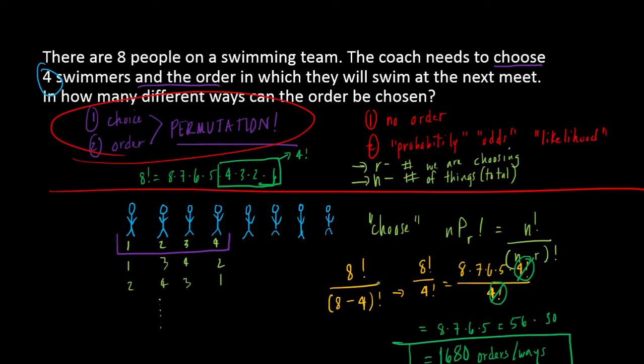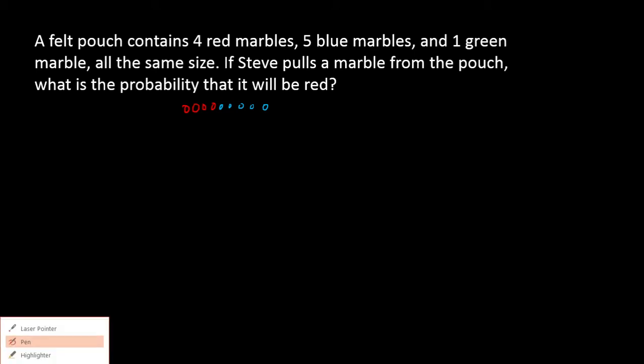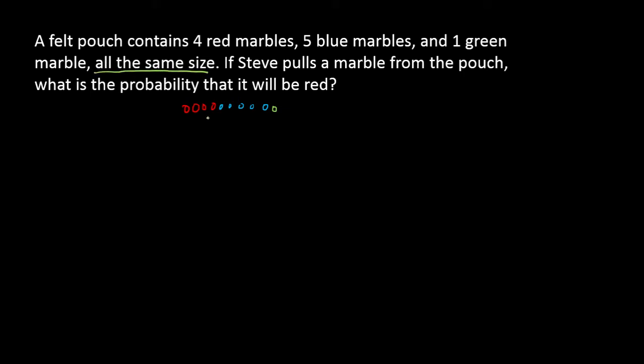Let's do another example. So that was permutation. Let's see what we get here. A felt pouch contains 4 red marbles, let's draw 4 red marbles, 5 blue, and 1 green, all the same size. When they say all the same size, they're just pointing out that it's an even chance of drawing any marble. If Steve pulls a marble from the pouch, what is the probability that it will be red?